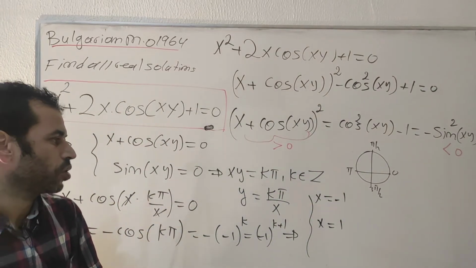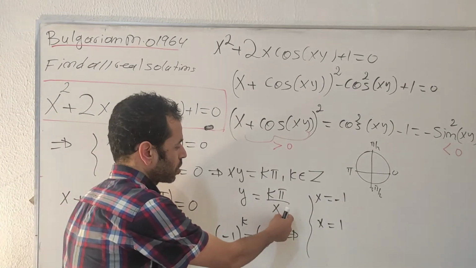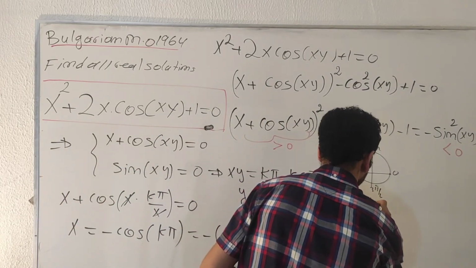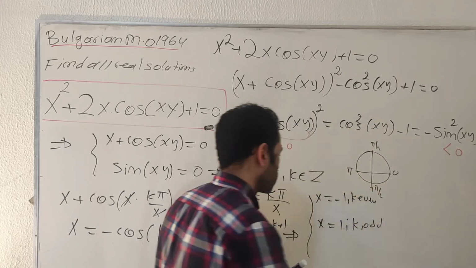We have x equals minus 1 when the exponent is odd, which means k plus 1 is odd, which means k is even. Also, when k is odd, we get 1 here, because the exponent is even.